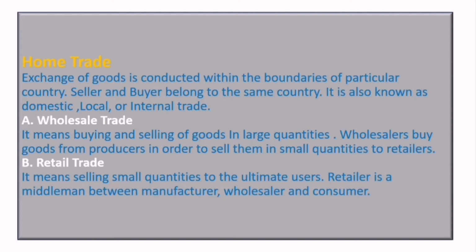For the classification of home trade, the first one is wholesale trade. It means buying and selling of goods in large quantities, or you can say in bulk quantities. A wholesaler buys goods from producers in order to sell them in small quantities to the retailer. So here the wholesaler is a middleman between producers and retailers.